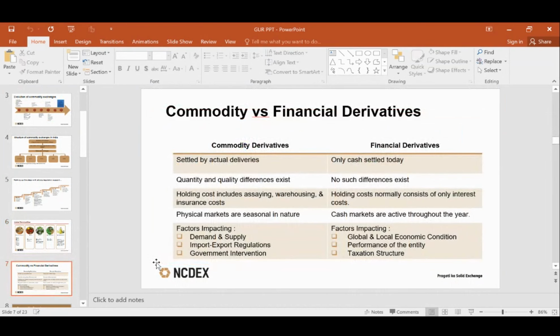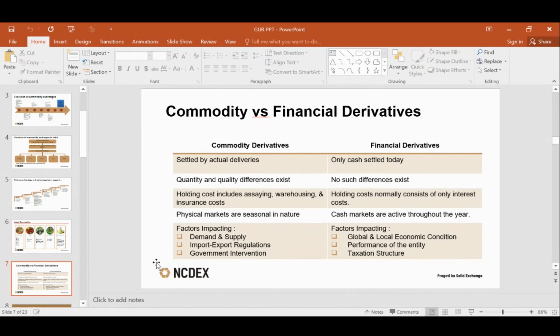Here are the key differences between commodity derivatives and financial derivatives markets. Commodity derivatives are settled by actual delivery of the goods, while financial derivatives are cash settled. Quality and quantity differences exist in the commodity market, whereas in the financial market there is no such difference. In commodity markets, holding costs such as storage, warehousing, and insurance costs are involved, whereas in financial derivatives markets, only the interest cost is involved.